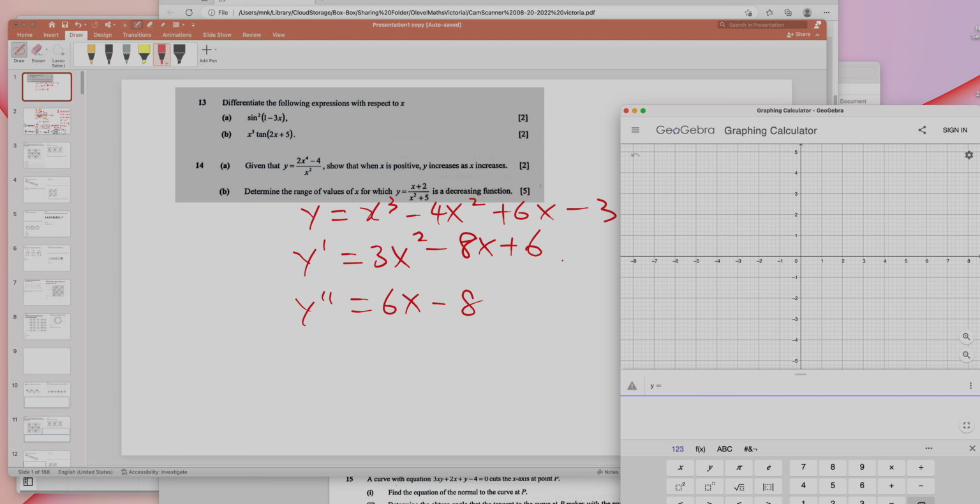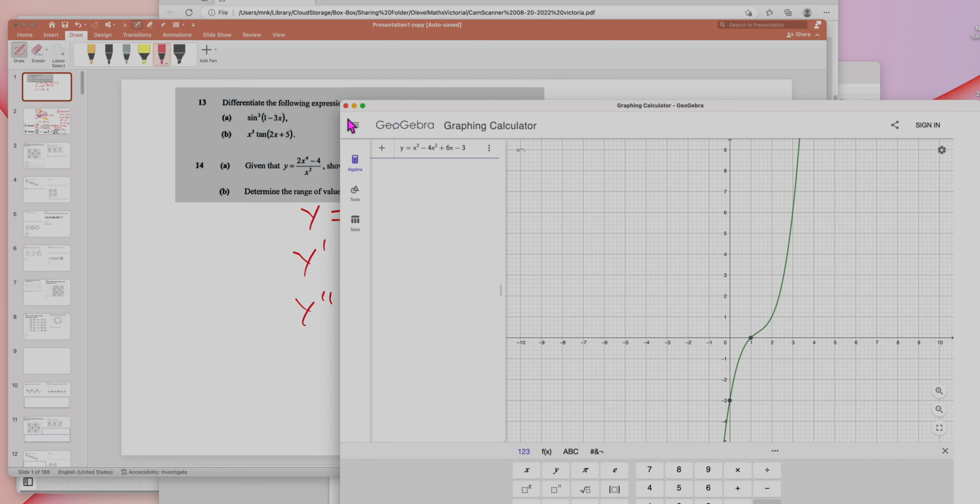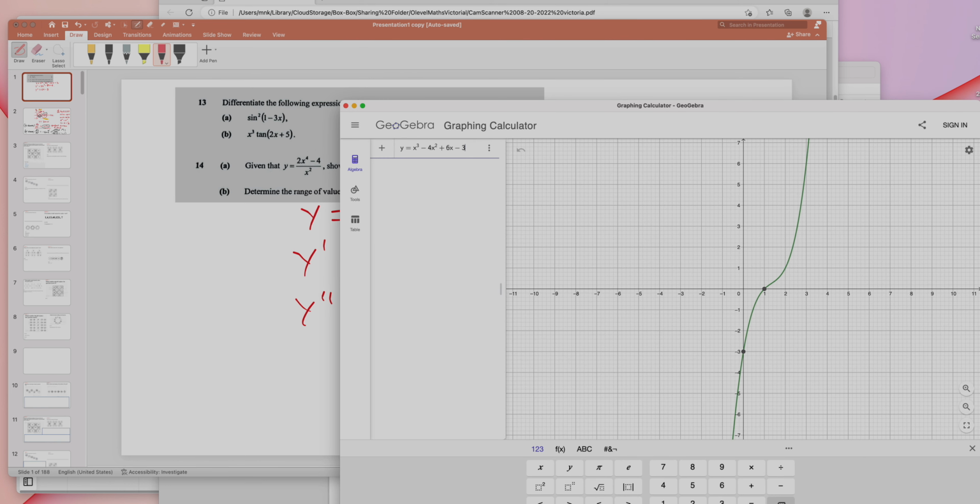So this was the thing. Y equals x to the power 3 minus 4x minus 3. Okay, good. So this is the one. While doing this question, I used GeoGebra to see.